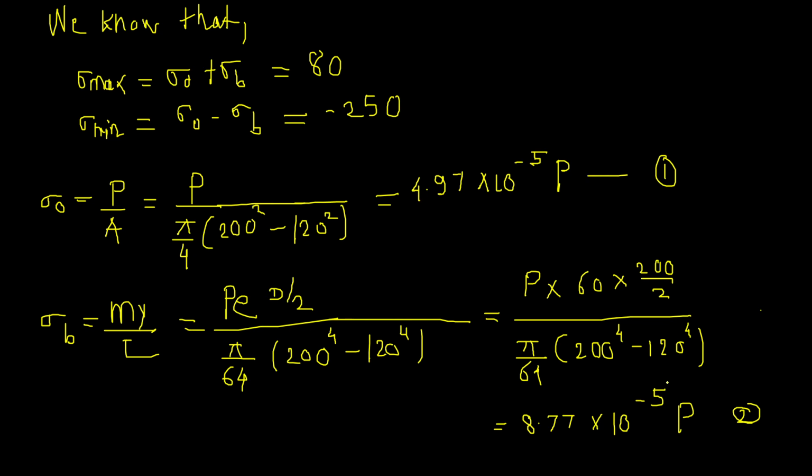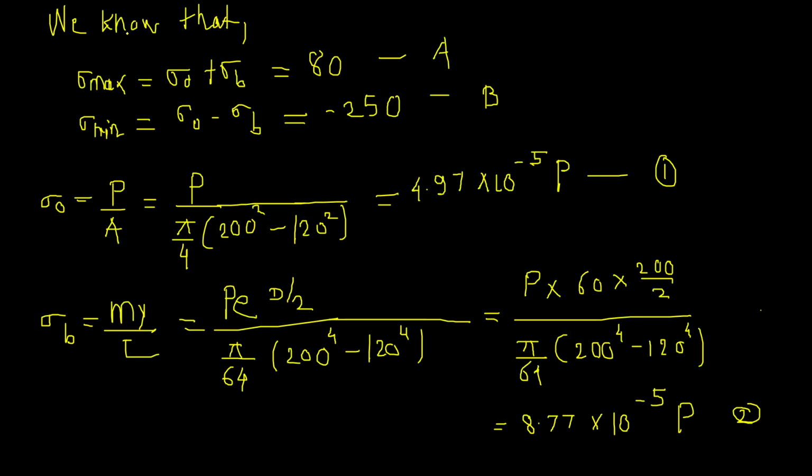ठीक आहे, चला आता हे सबस्टिट्यूट करायचं in this equation. इक्वेशन नंबर a first and then इक्वेशन नंबर b. मग दोन व्हॅल्यूज भेटणार आपल्याला P चे. So first substituting it in equation number a. So sigma naught is 4.97 into 10 to the power minus 5.